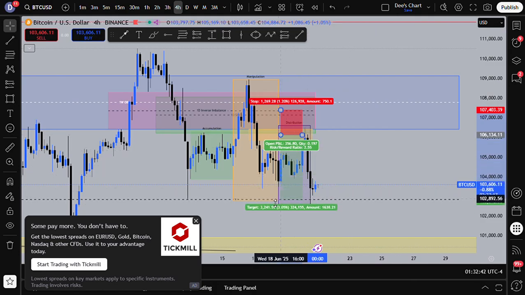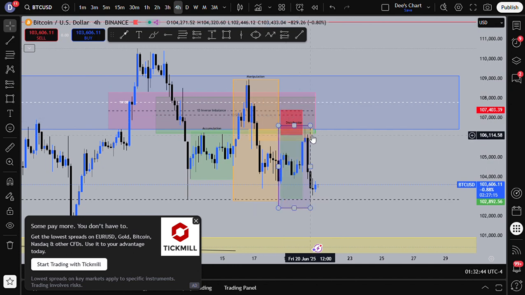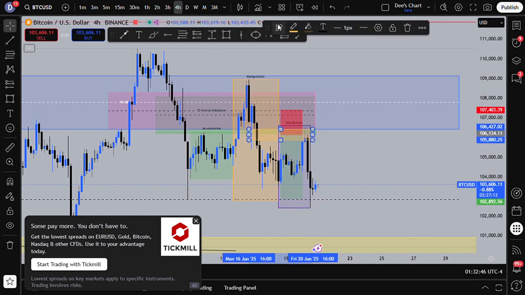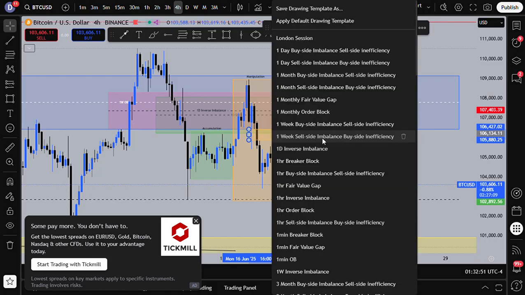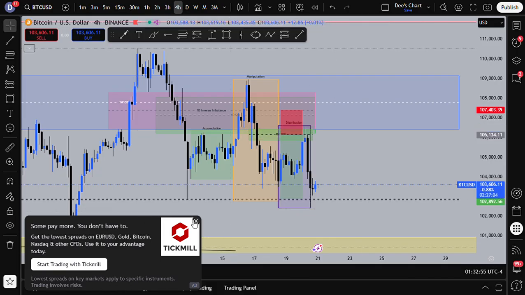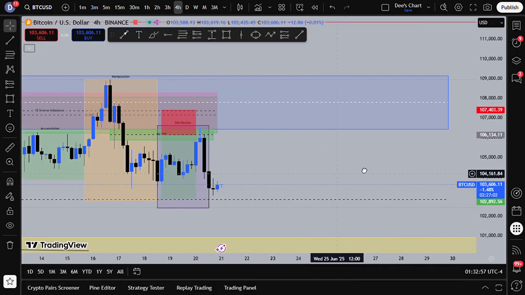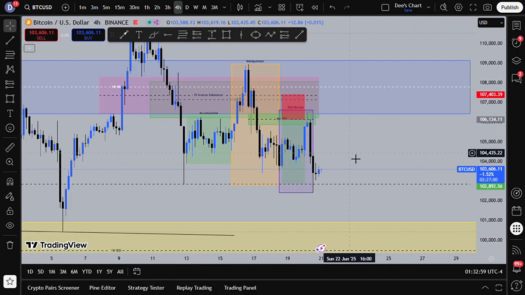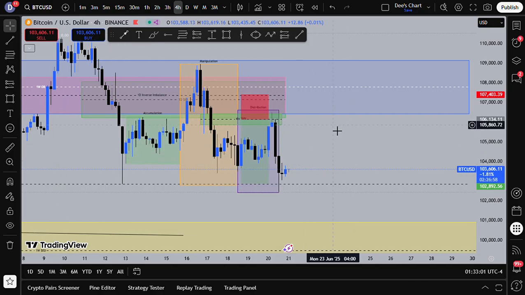You could target this low right here. That could have been a 1:2. So this will be my 4-hour SIBI right here. So you could have gotten into this distribution phase on the 4-hour, or you could have gotten into the next trade. So that's the next trade.